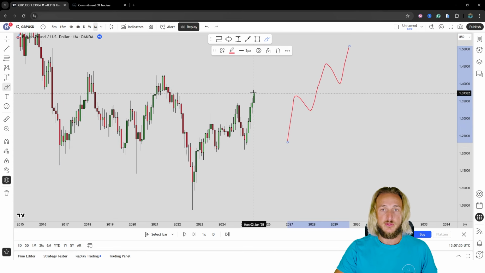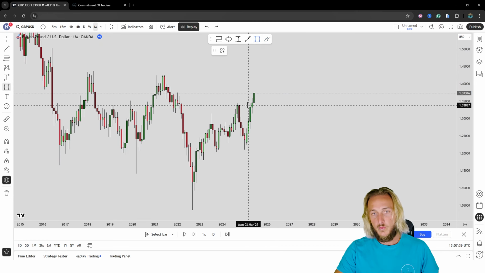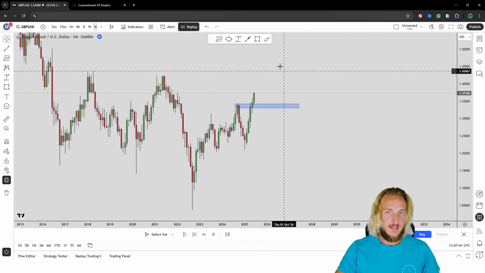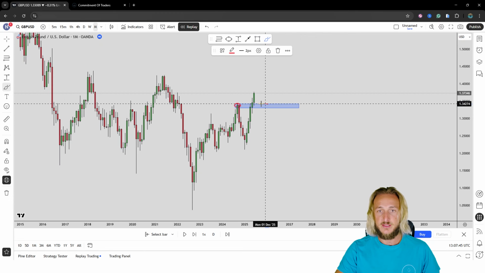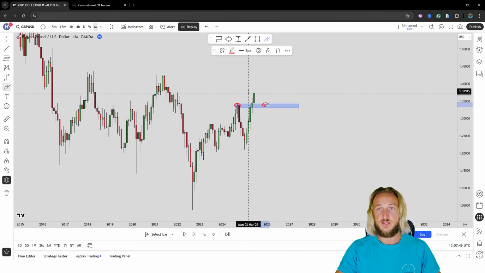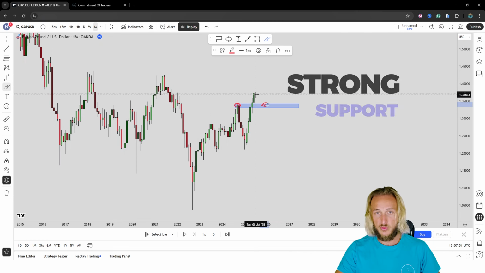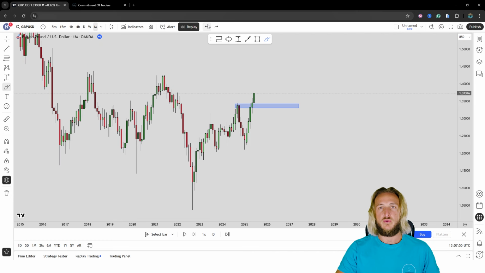And after an impulse, what you expect is a correction, especially in this case, a correction would be a move back down to retest this previous monthly resistance turned support, because as we know in the market, previous resistance, once it is broken to the upside, turns into support, and you expect the market to retrace to this previous resistance turned support area.